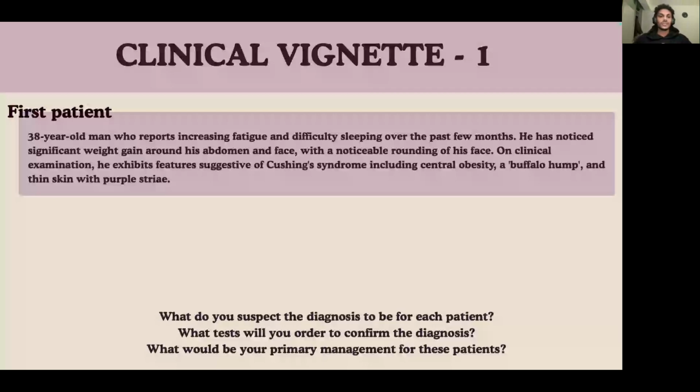He has noticed significant weight gain in the midsection and face, and he feels tired. On clinical examination, he exhibits features suggestive of Cushing, which is central obesity, a buffalo hump, and thin skin with purple striae. Striae is just stretch marks.